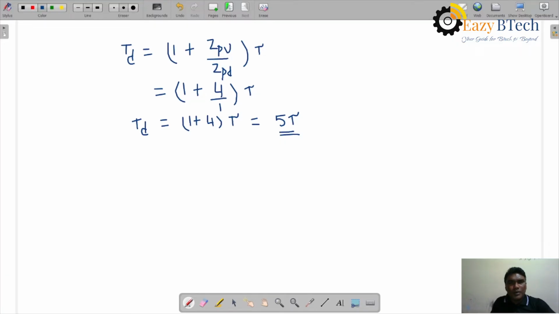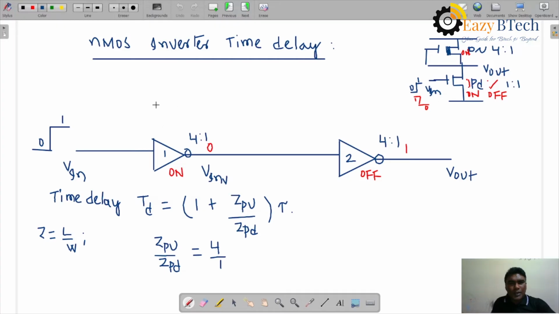Let us see this one more. How much is the total time delay from here to here? It is 5 tau. From input to output, what is the total time delay? Total is 5 tau, right? Tau is in nanoseconds. Total is 5 tau.